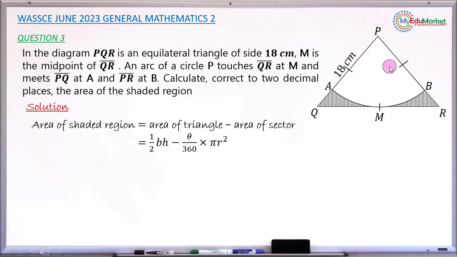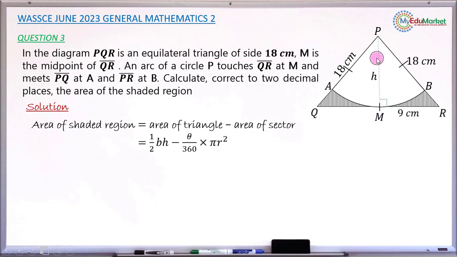Looking at my drawing, the perpendicular height of the triangle is missing. But if I take QR as the base, this line from P to M can be the perpendicular height of the triangle. Let me draw it. This can serve as the perpendicular height of the triangle, and this is 18. Remember, all the sides are 18 each. And from here to here will be half of 18 because M is the midpoint. So I have here 9 centimeters.